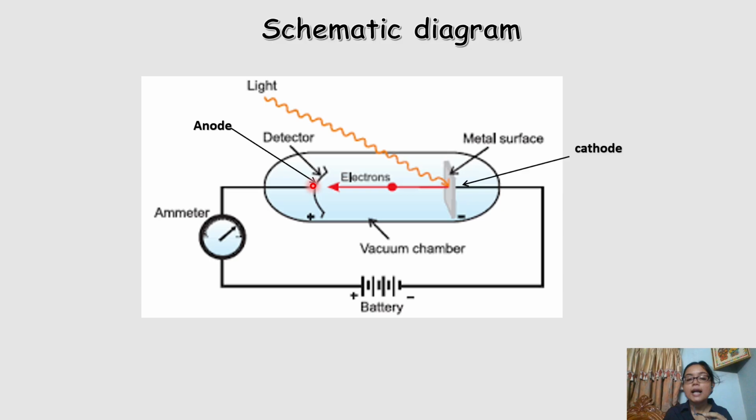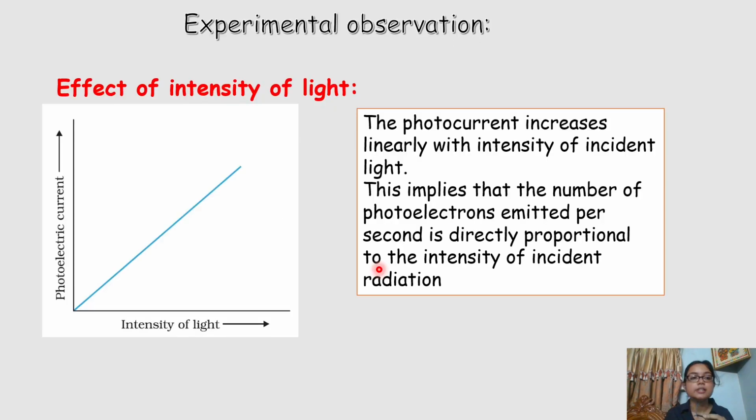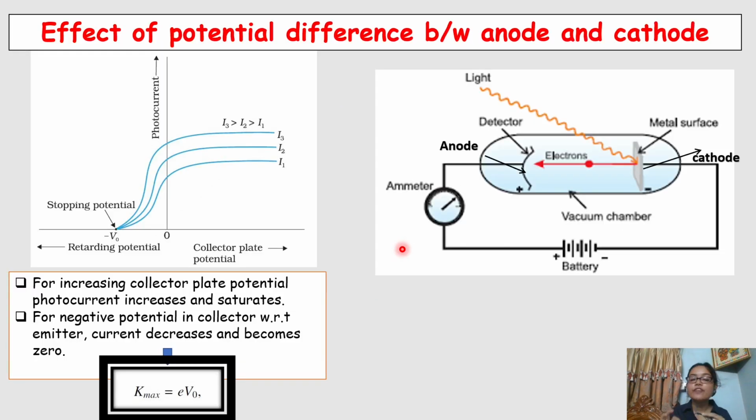Now, looking at the experimental observations, if we increase the intensity of the light, then the number of photoelectrons, or the photocurrent, increases linearly. It implies that the number of photoelectrons per unit time is directly proportional to the intensity of the radiation. Next, the effect of the potential difference of the anode with respect to the cathode. If the anode is made more positive with respect to the cathode, that is, if the collector potential is increased, then the photocurrent will also increase, and after some time it will saturate.